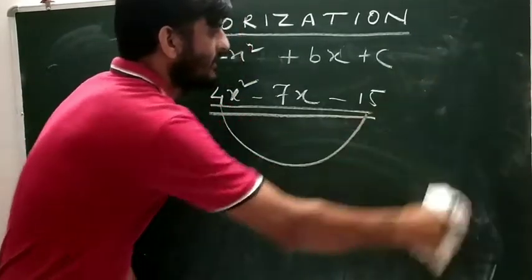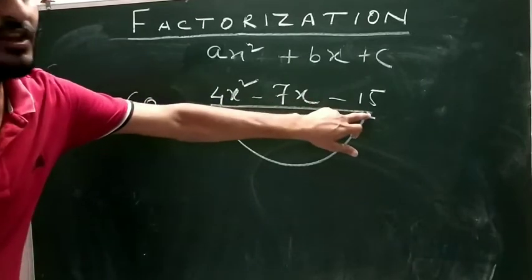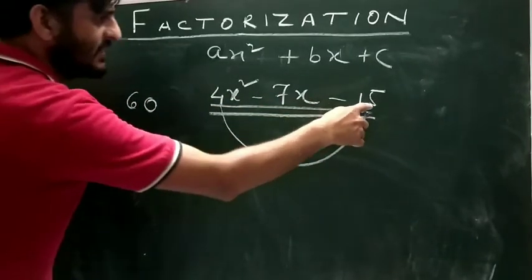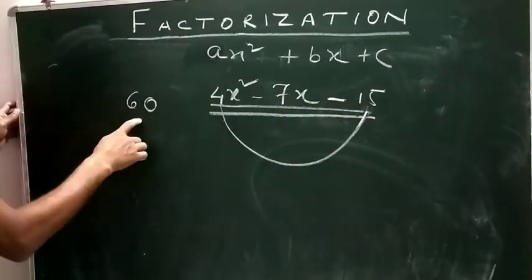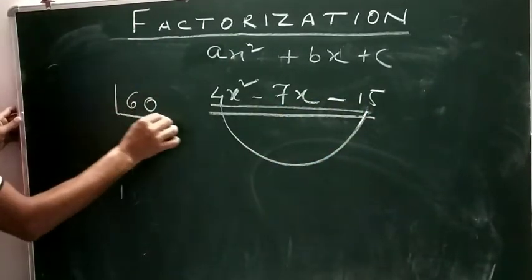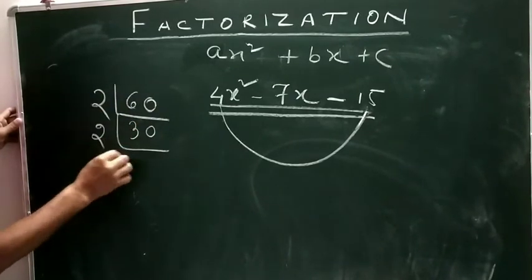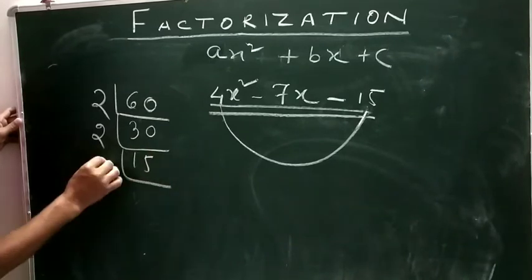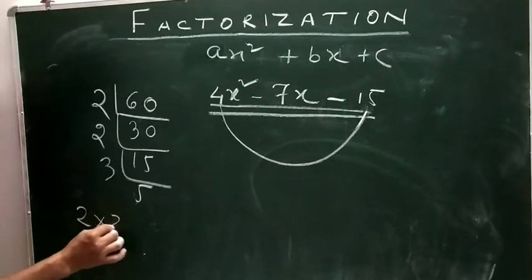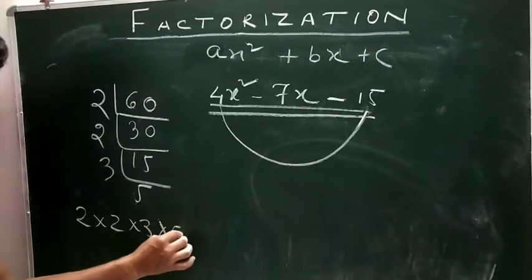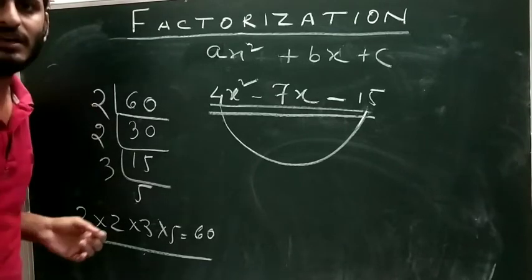Now we are getting 60. 4 multiplied with this 15, the result is 60. So let's factorize this. 60 is 2 times 30, 30 is 2 times 15, 15 is 3 times 5. So 2 multiplied by 2 multiplied by 3 multiplied by 5 gives the result 60. Yes, now we are getting a result of 60.